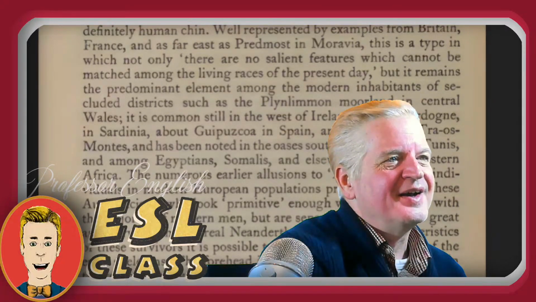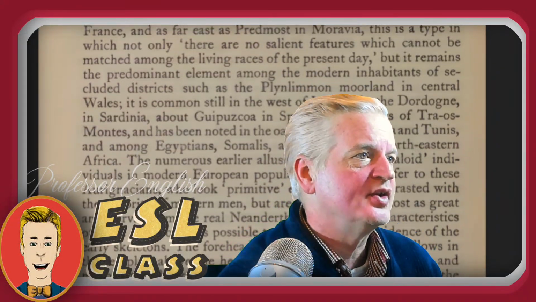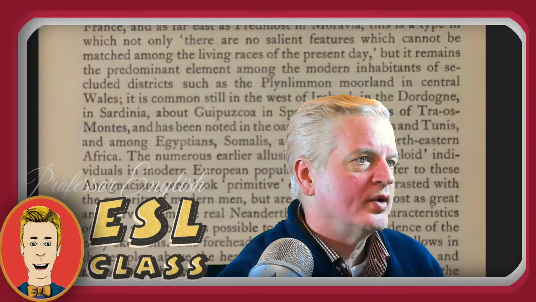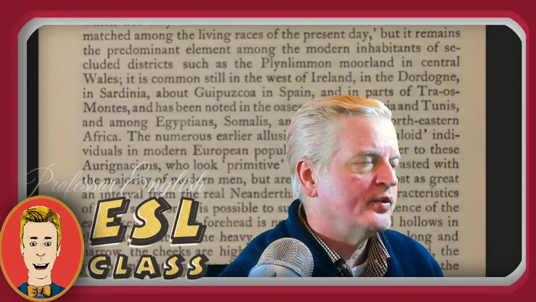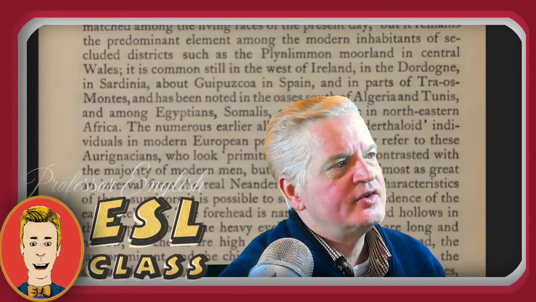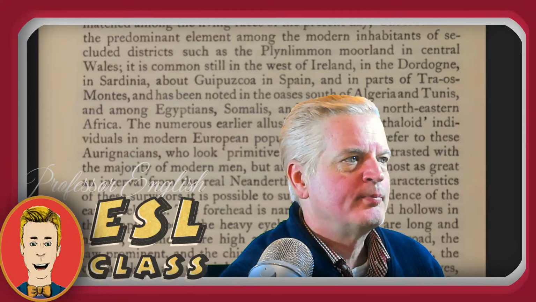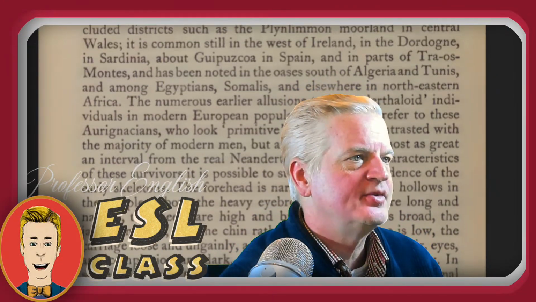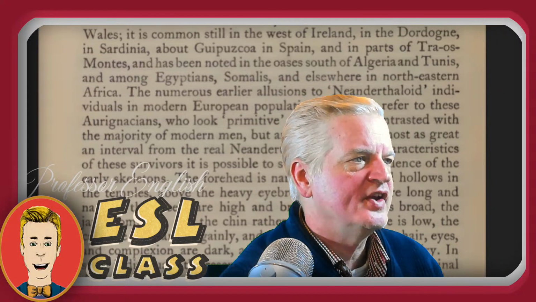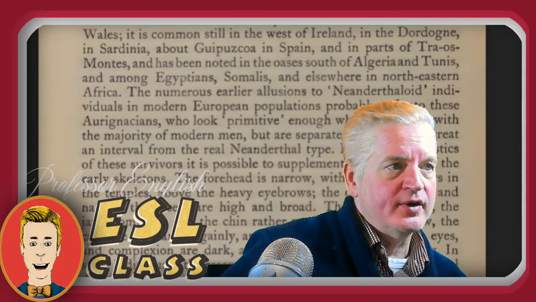Okay, let's see. But it remains the predominant element among the modern inhabitants of secluded districts such as Plynlimmon moorland in central Wales. It is common still in the west of Ireland, in the Dordogne, in Sardinia, and about Guipuzcoa in Spain, and in these parts of Tras os Montes, and has been noted in the oases south of Algeria and Tunis, and among the Egyptians, Somalis, and elsewhere in northeastern Africa. Yeah, so they're saying this looks like certain groups of modern humans.